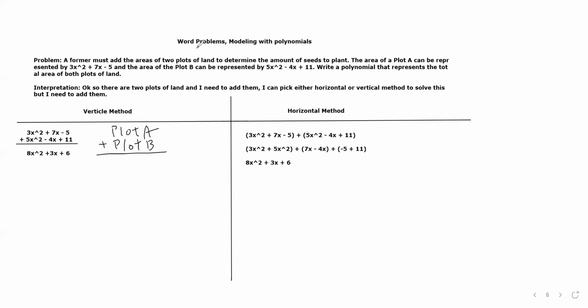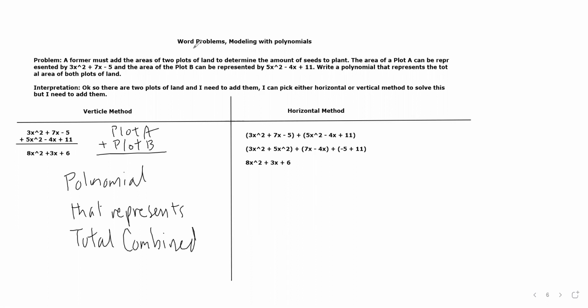That is what we call the polynomial. It's a polynomial that represents the total combined land.